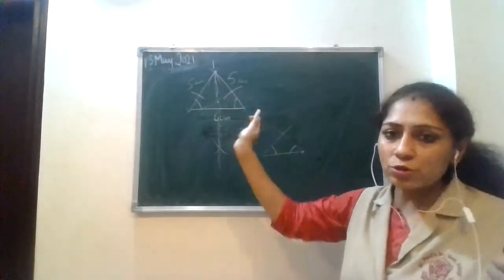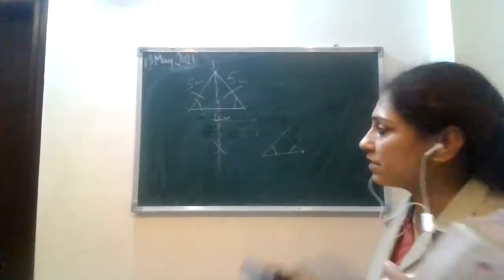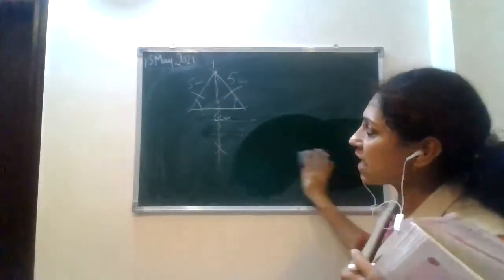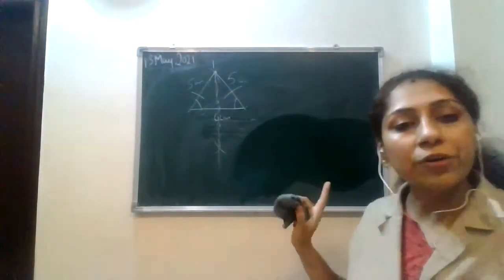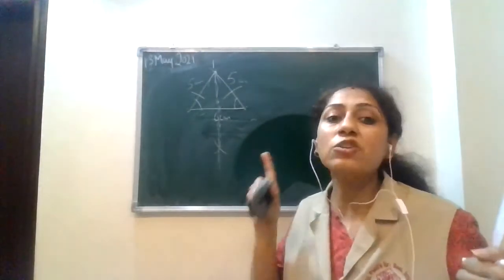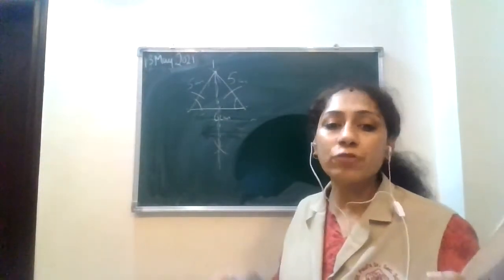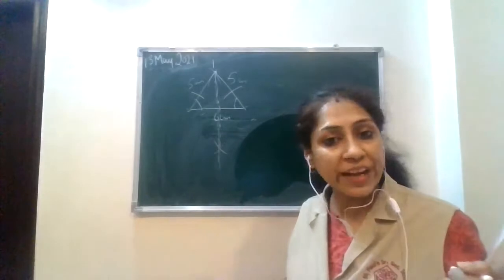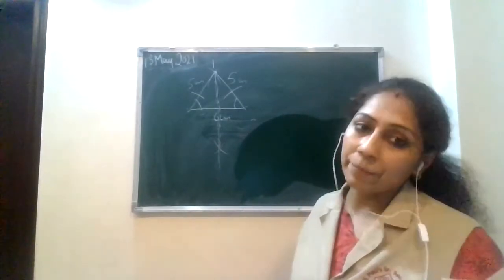तो लाइकवाइज आइसोसेलेस ट्रायंगल में दोनों एंगल्स, एंगल अपोजिट टू इक्वल साइड्स आर इक्वल. This is how you can draw an isosceles triangle. You can test this property also. It's nothing that you have to mug up. You have to draw, you have to test, and then only you can remember it forever.